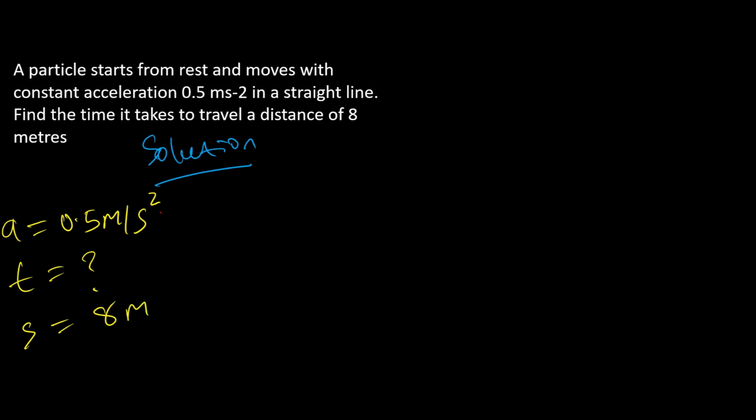We have acceleration, we have time, we have distance. So which of the equations will be suitable to answer this question? Now let's look at this question properly. It says a particle starts from rest. So whenever you see any statement that says from rest, it means that the initial velocity is 0, right? So we have to add another parameter here, that u is equal to 0 meter per second, because it starts from rest.